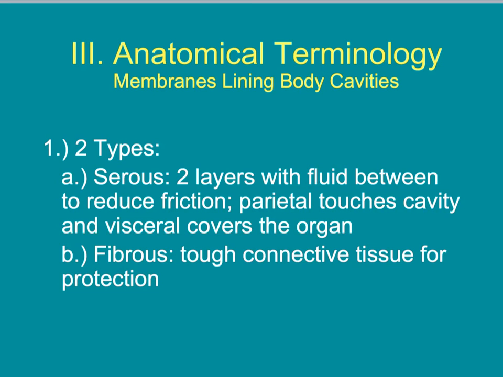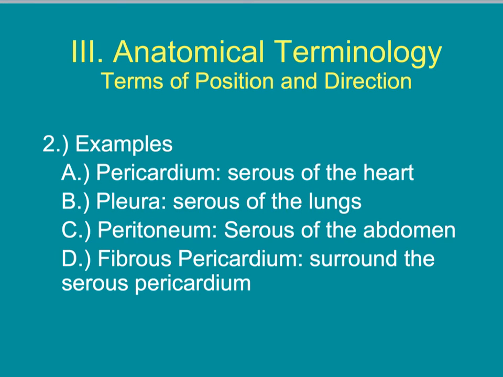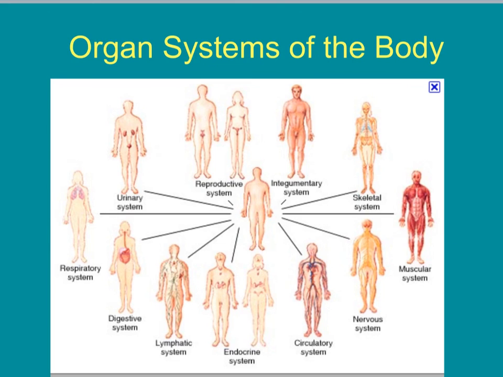The fibrous membrane is a tough connective tissue for protection. Examples are your pericardium, your pleura, which is the serous membranes of the lungs, and then your peritoneum, which is basically serous membranes of your abdomen. Also, we have another one that is not on the slide. It's called the meninges. The meninges are tough membranes that are going to cover your brain and spinal cord.